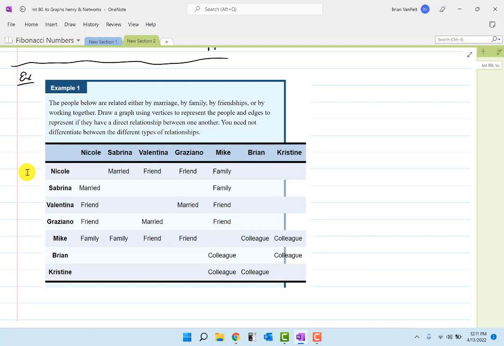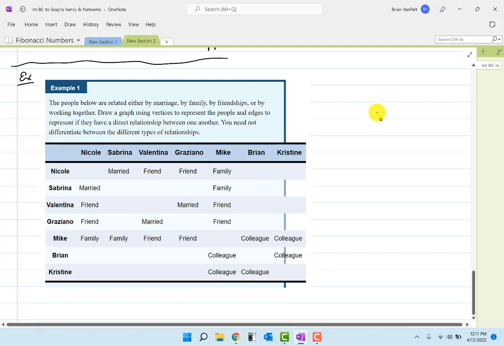Now, when you're setting up one of these things, probably the easiest thing to do first is to make it in a circular fashion. So if I started with Nicole here, and I'll just go around clockwise, then Sabrina, Valentina, Graziano, Mike, that Brian does refer to me, and finally Christine.